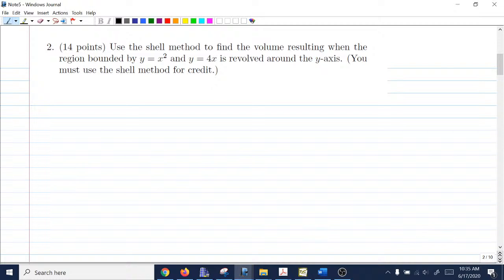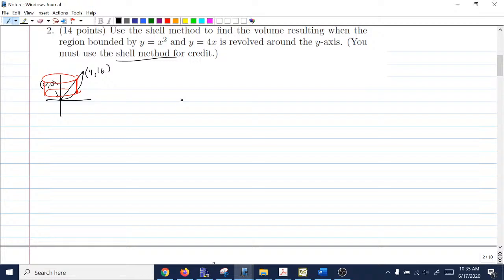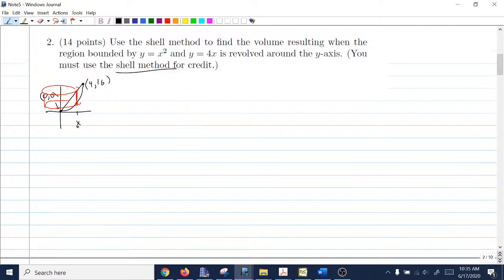Same region, this time using the shell method. Same points for the same reasons. This point is 4, 16, this point is 0, 0. This time to end up with a shell-shaped region, I want to take a vertical line segment and revolve that around the y-axis. Choosing a vertical line segment means choosing an x value. My x's are going to range from 0 to 4 to end up choosing all of them. I'm going to end up with an integral from 0 to 4 with respect to x.